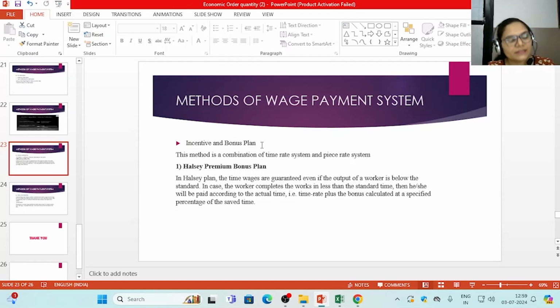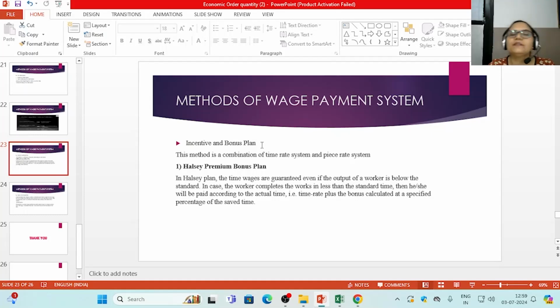Under this system, standard time to complete a task or job is fixed. The standard time is the time a worker of ordinary skill will take to complete a job, which is fixed under time and motion study. All workers are paid for actual time taken to complete the task, and incentive is given to workers who complete the job within the standard time.